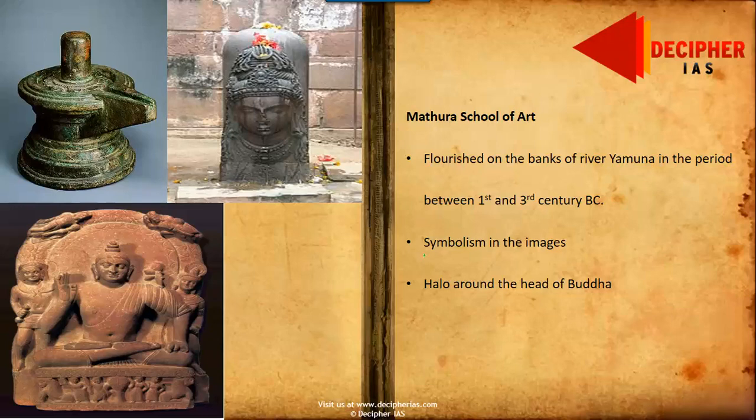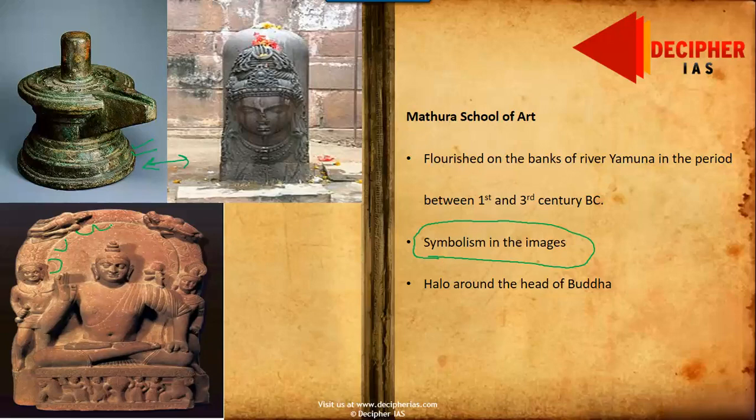One of the striking features of Mathura School of Art is the symbolism in images. Now, what is the symbolism in images? You can see in this picture, Shiva, for example, is depicted by the Linga, the simple Lingam, and by the Mukha Lingam. And the halo around the head of Buddha is much larger than in the Gandhara school. You can see the halo over there, and it was decorated with geometric patterns. Are you able to see them?